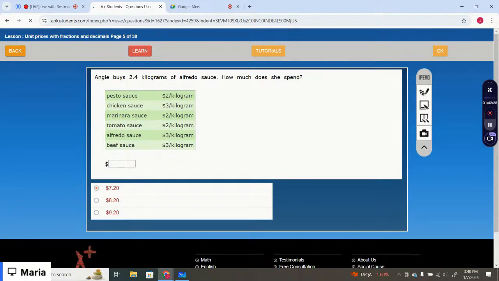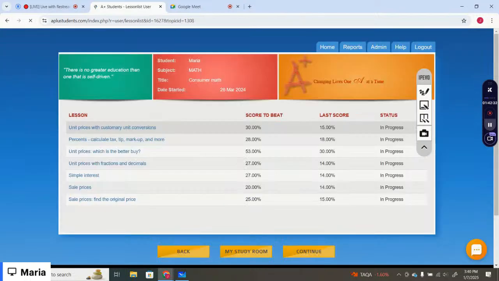Okay, you can complete the lesson by yourself later today. So we were working on grade 6 math. The chapter we are working on is consumer math. The lessons we have covered today are unit prices with customary unit conversions, percents, calculating tax, tip, markup, and more. Unit prices, which is the better buy, and unit prices with fractions and decimals.